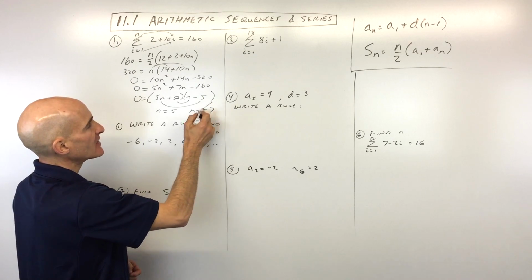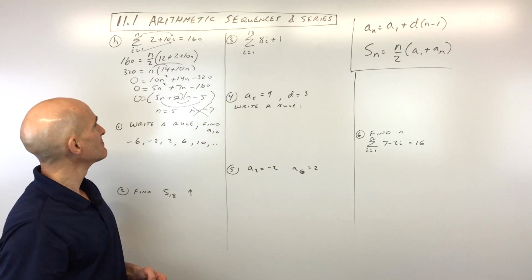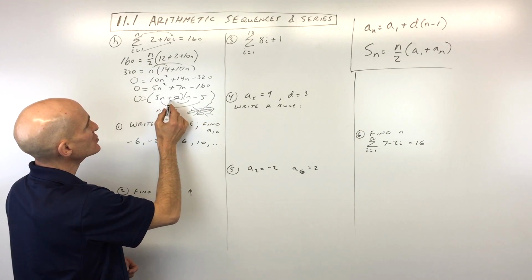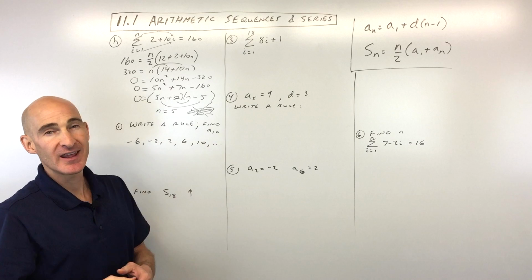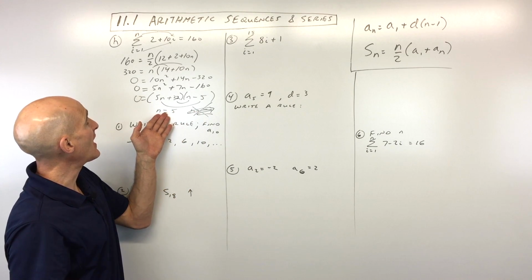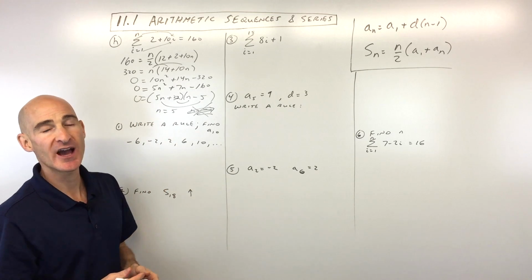Now we can't have a negative number of terms. That doesn't make any sense. Actually, that's not negative 7. That's actually like negative 32 fifths. But we can't have a negative number of terms, so we can see that's extraneous. It's just going to be n equals 5. There's 5 terms in the sequence, and you got it.